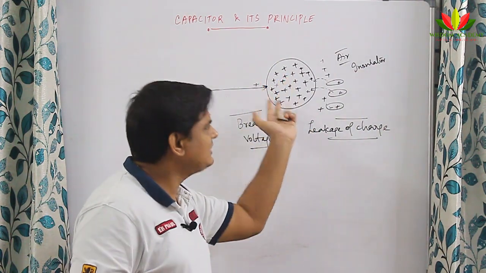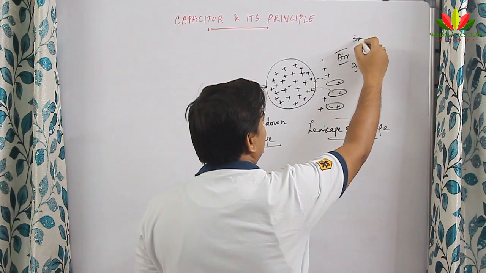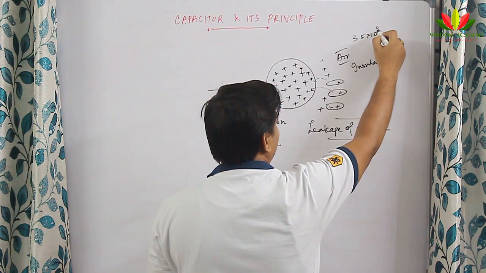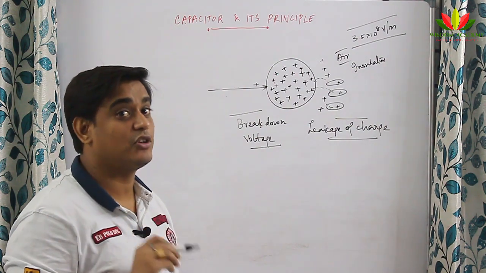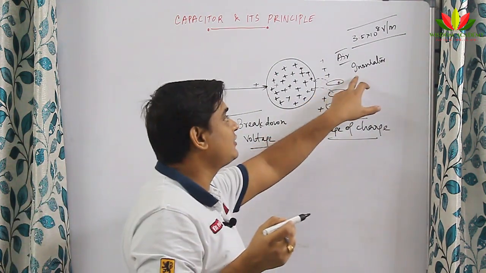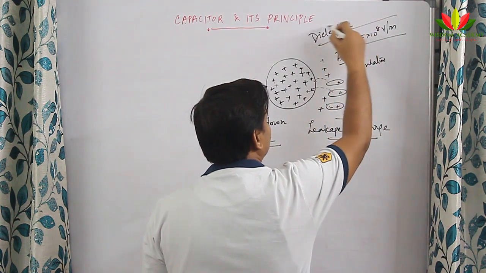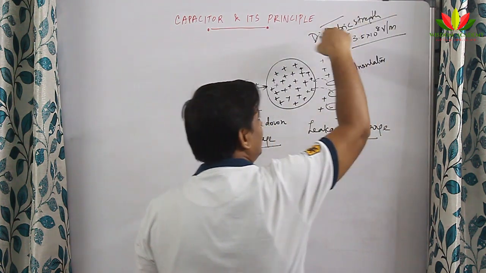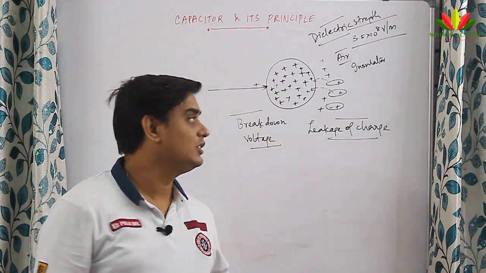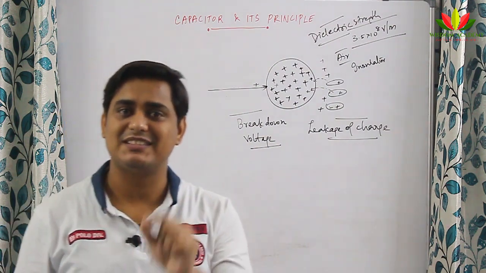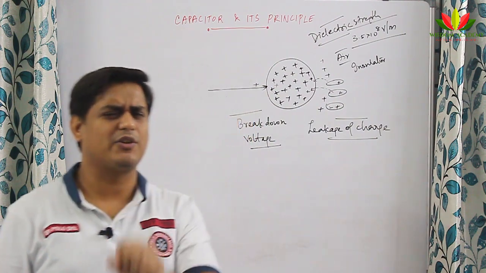I am talking about air. It may be some other medium that starts getting ionized. Air has a breakdown voltage of something near 3.5 into 10 to the power 6 volt per meter. That is the breakdown voltage, or sometimes it is also called dielectric strength. So what is the strength of this insulator? That is called dielectric strength. After this much supply of voltage from the conductor, the air will start getting ionized. This is called ionization of the medium. It happens when the charge starts getting leaked out. That is the basic introduction of a capacitor.